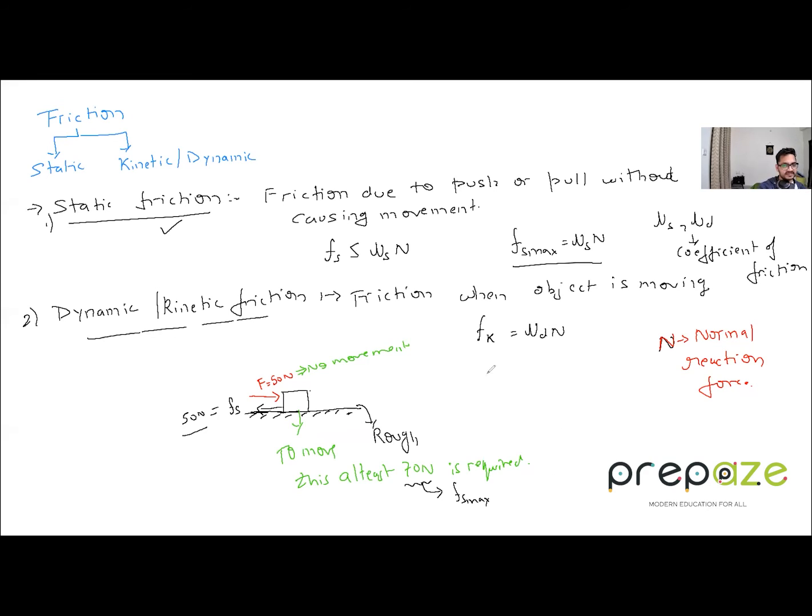Okay, now suppose let's consider another situation, the same box. Now you are moving it. Suppose for an instant the force becomes 80 newtons. Will the box move? Yes, now the box will move. At that instant, what is the friction? Now it is kinetic friction which is acting.